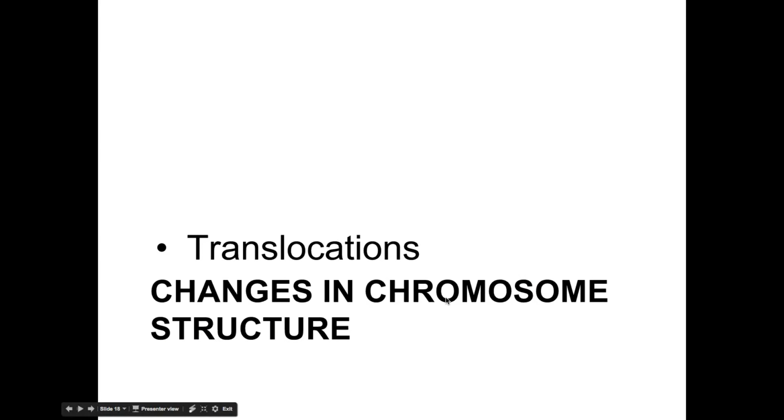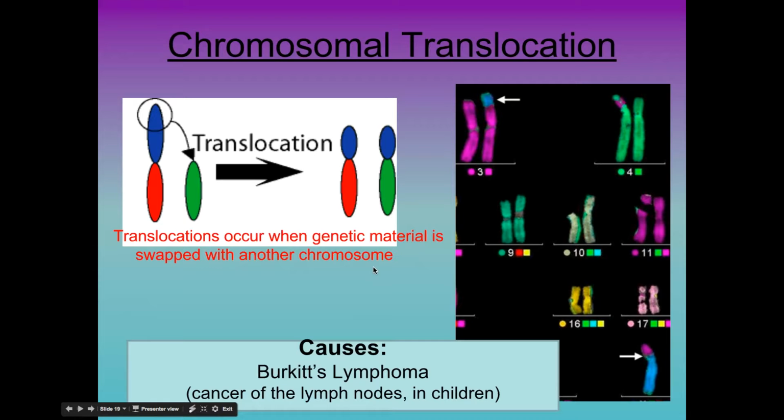So those are all examples of chromosome structural changes. One more is called a translocation. So all the changes in chromosome structure I've talked about happen within a single chromosome. A translocation occurs when genetic material is swapped with another chromosome. So actually a piece of DNA from, let's say, chromosome 5 might make its way over to chromosome 3 somehow.